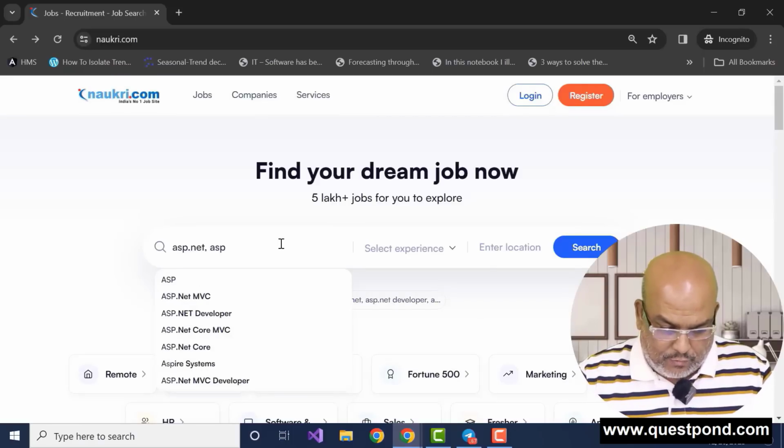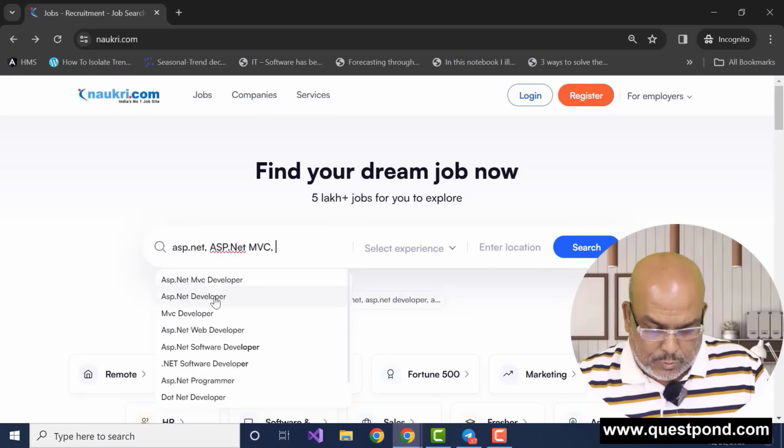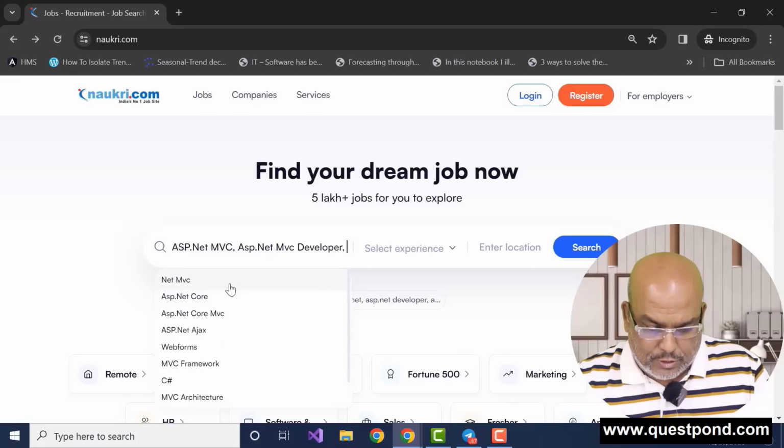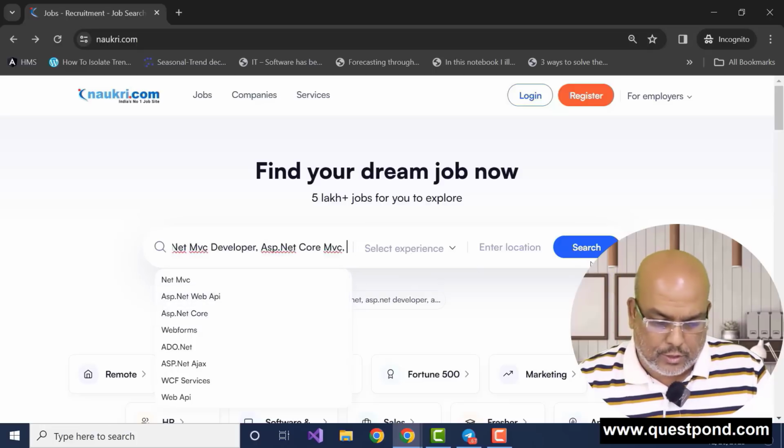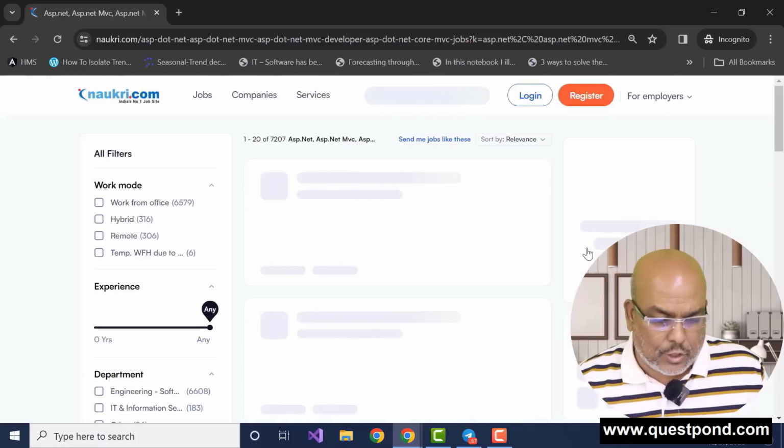So ASP.NET MVC, that is also good. ASP.NET MVC developer is also good. ASP.NET Core MVC or ASP.NET Core, that is also good, right? And I will hit search out here.